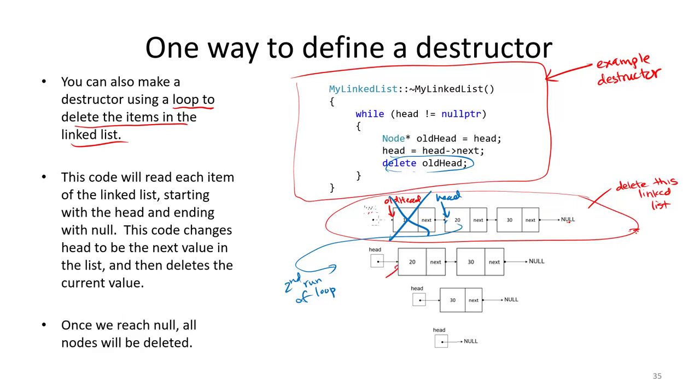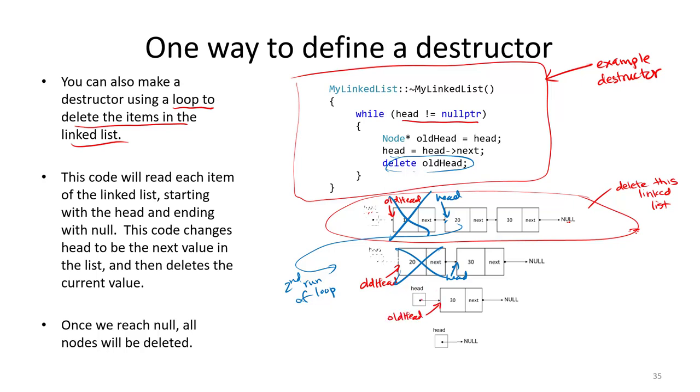Once again, I make oldHead point where head points. I move my head pointer so that my head pointer now points at the second node. And I delete the oldHead. And we keep running this process as long as head doesn't point to null. So we still run a third time.